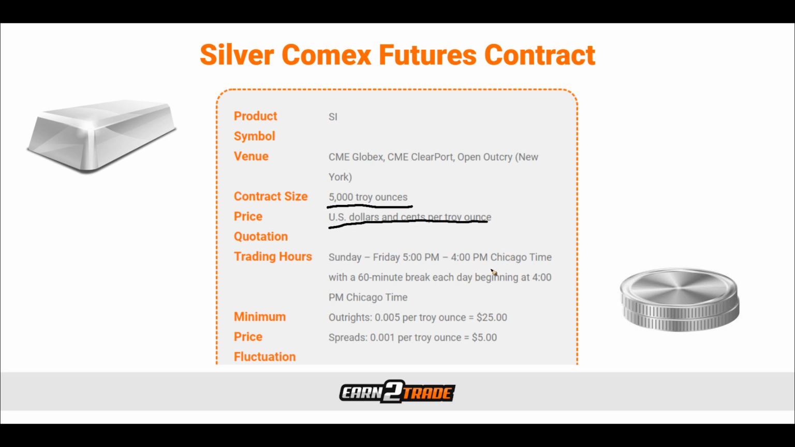As far as trading hours go, once again, Sunday to Friday, 5 p.m. to 4 p.m. Chicago time, with a 60-minute break each day beginning at 4 p.m. Chicago time. And our minimum price fluctuation will be 0.005 per troy ounce, which is equal to $25. The spreads will be 0.001 per troy ounce, equal to $5.